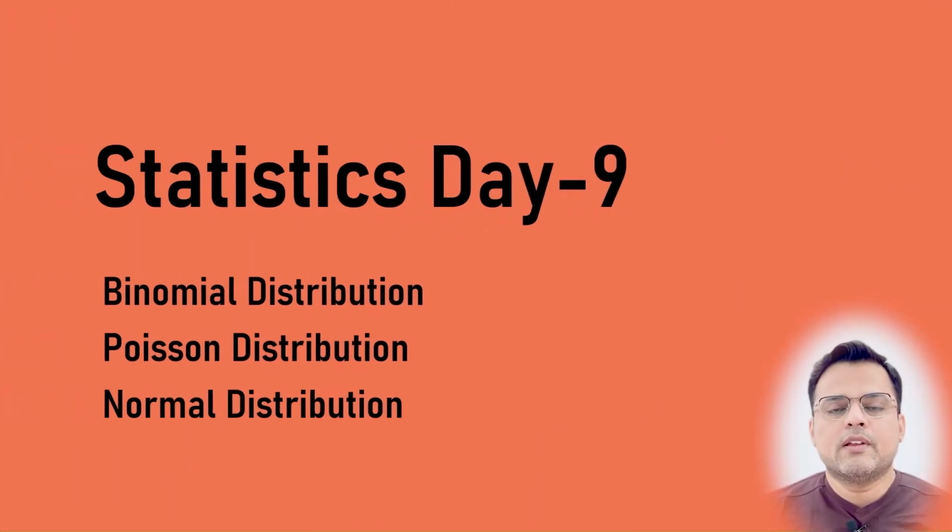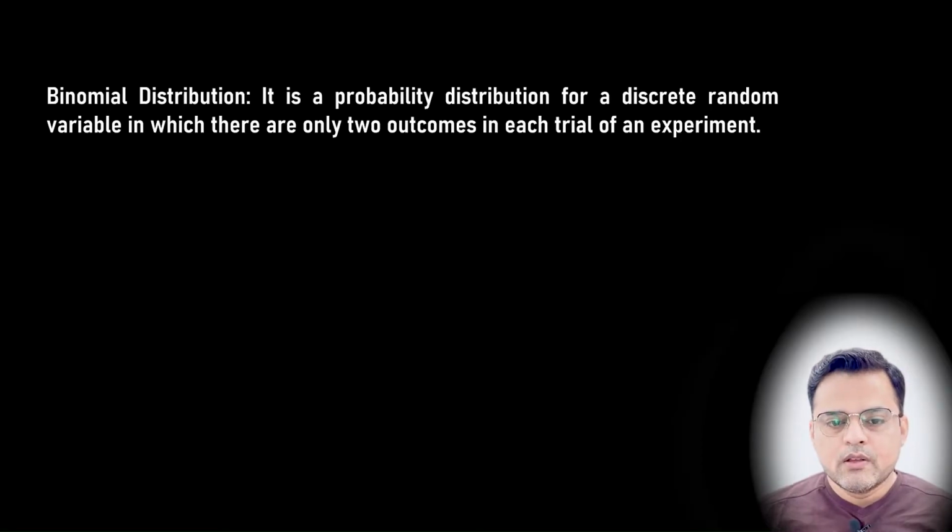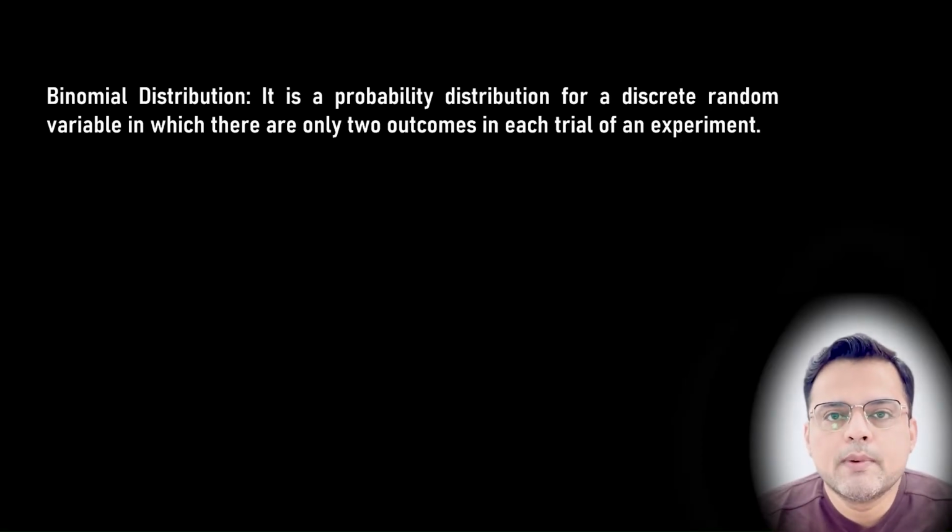In today's session we are going to discuss three important probability distributions: binomial distribution, Poisson distribution and normal distribution. Binomial distribution is a probability distribution for a discrete random variable that can take only two outcomes. It is a process in which each trial has only two possible outcomes and the probability of each outcome is fixed.